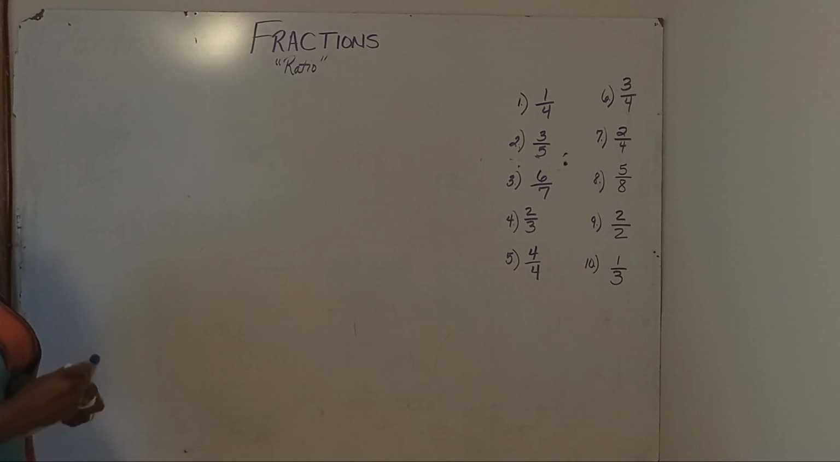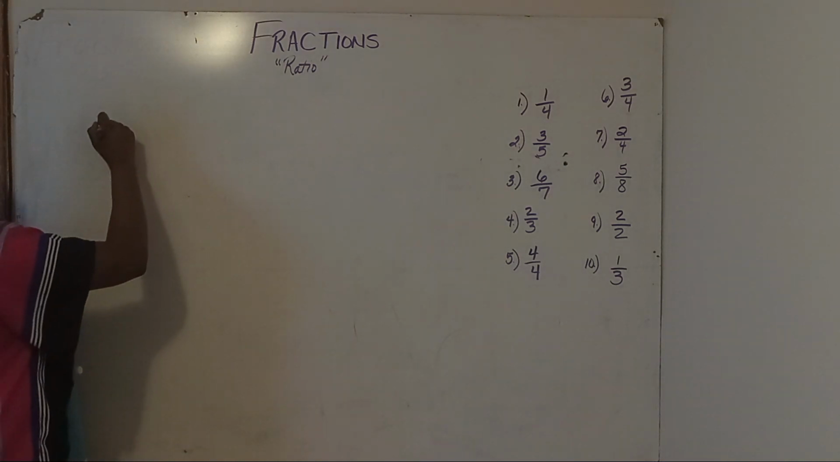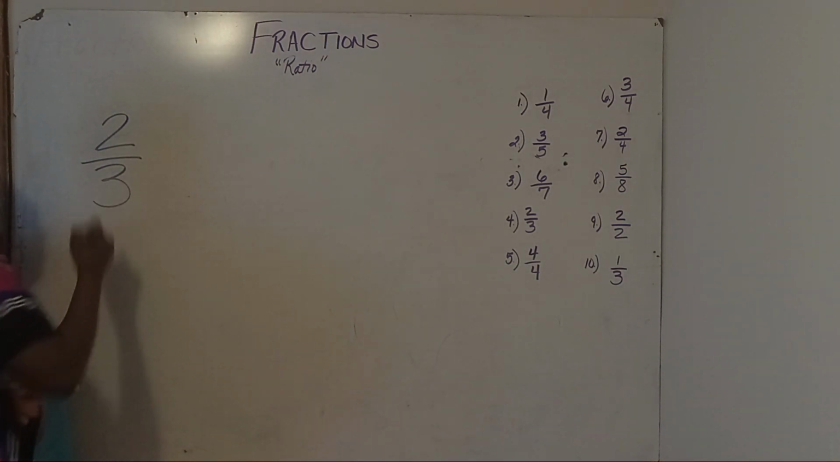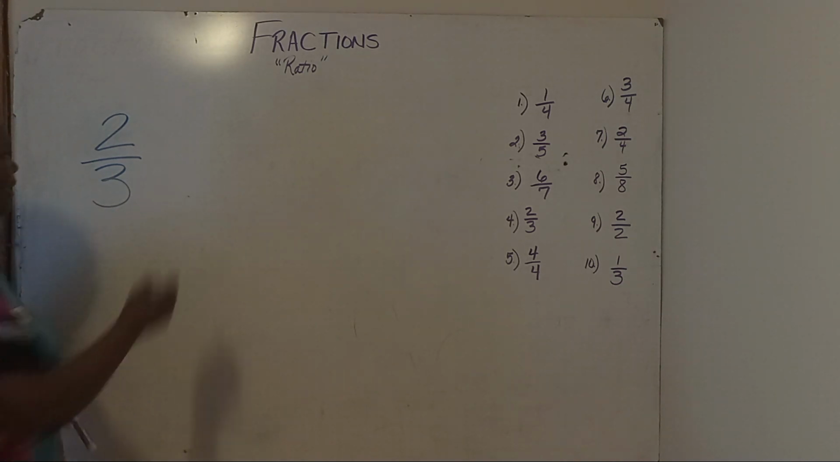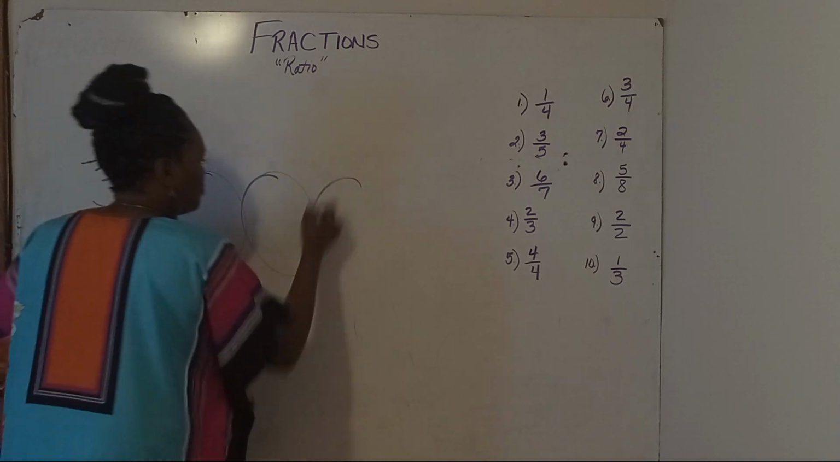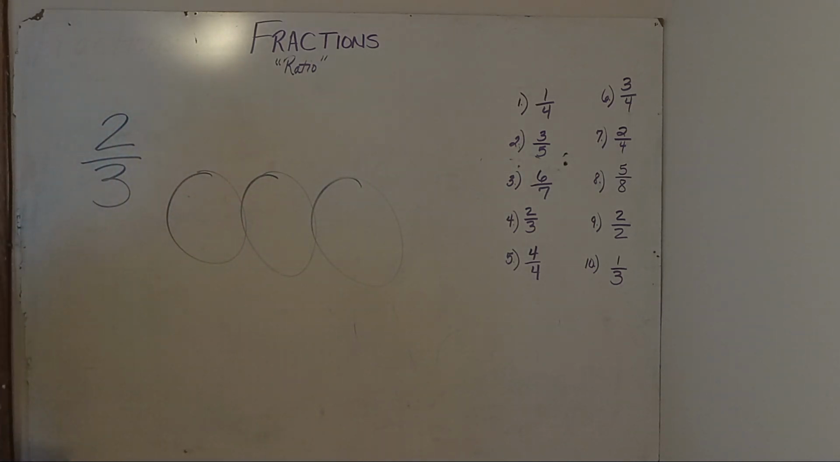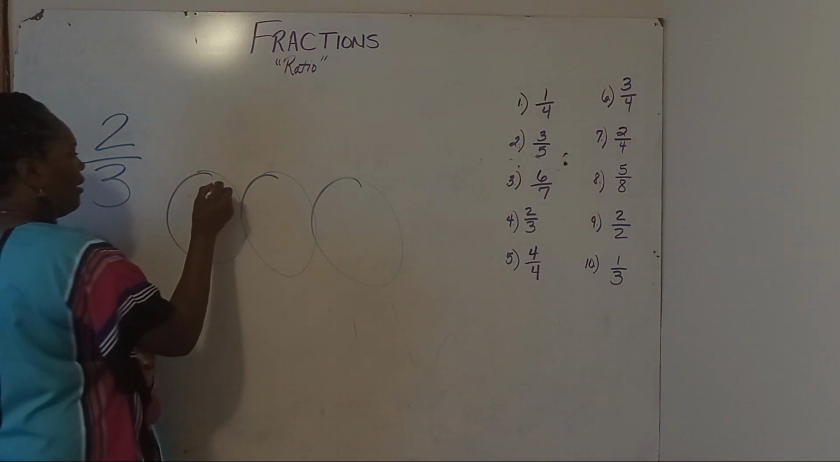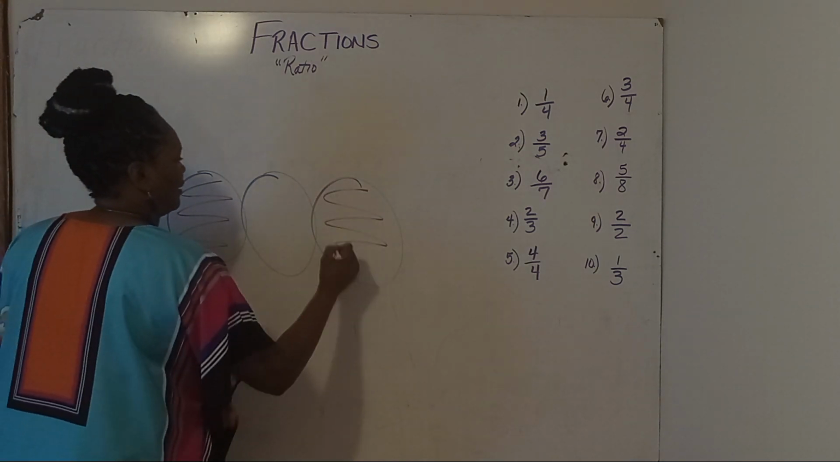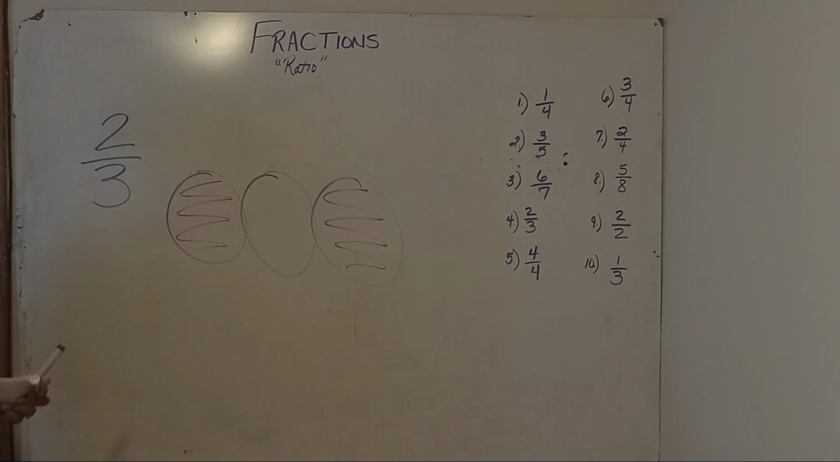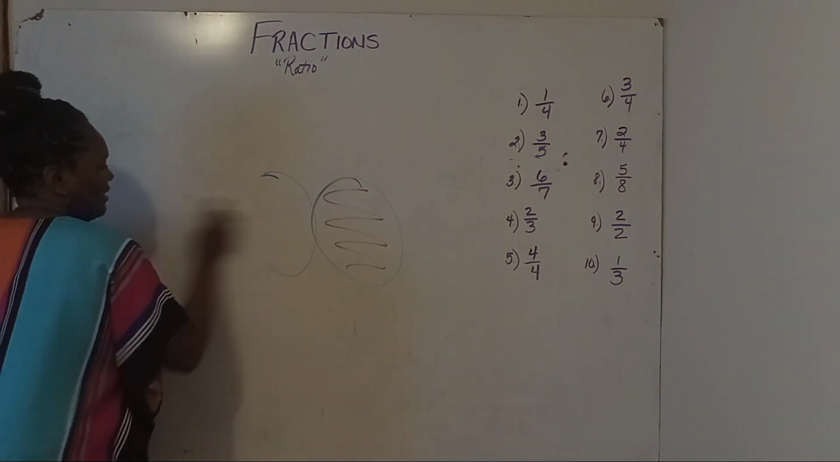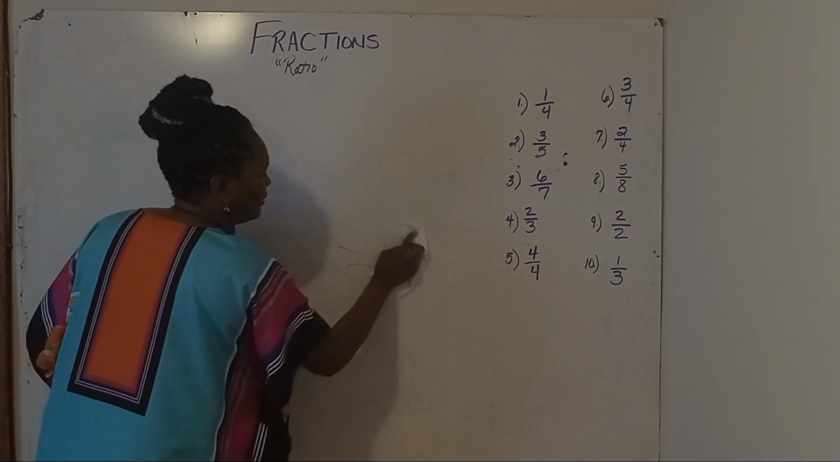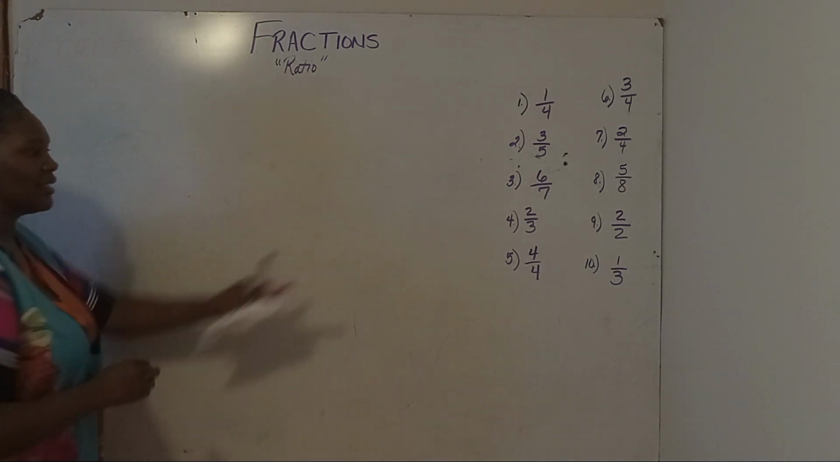We have 2/3. How many circles am I going to draw? The number at the bottom tells me 3. 1, 2, 3. And how many am I going to color? The number at the top tells me 2 of my 3 am I going to color. And that is 2/3. And this is how we do fractions. You're doing a good job. All right, let's do the next one.